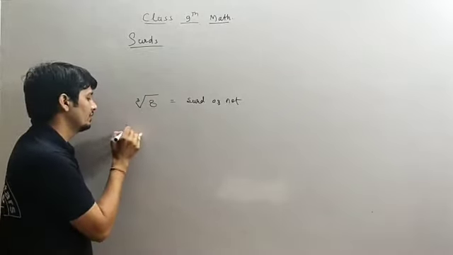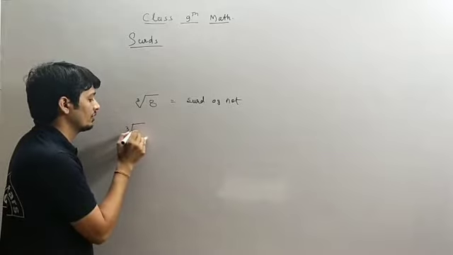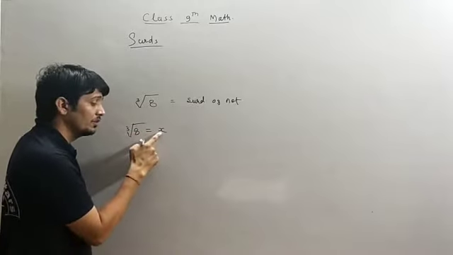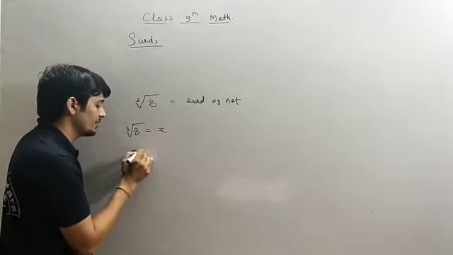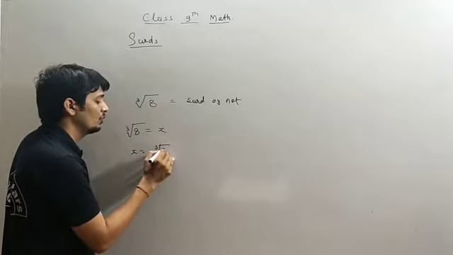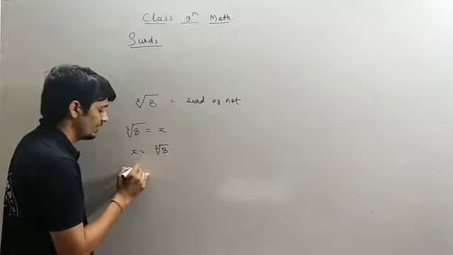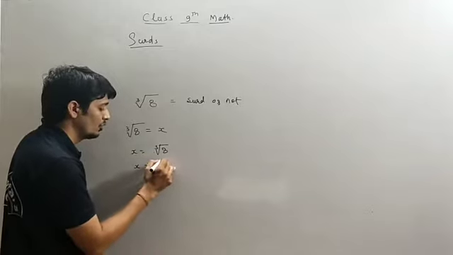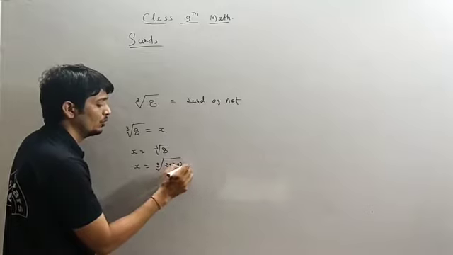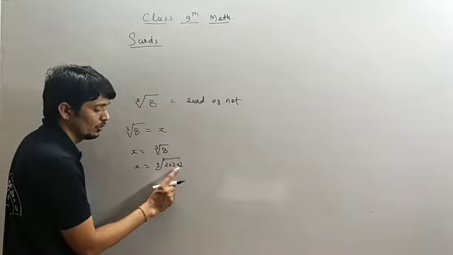So let the cube root of 8 equal x. So we have to calculate the value of x. So x equals the cube root of 8. So we can write x equals the cube root of 2 into 2 into 2. 2 into 2 is 4, 4 into 2 is 8.